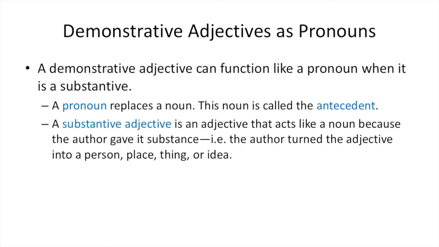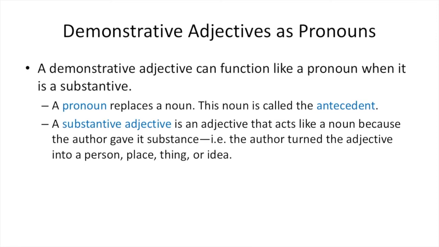And a substantive adjective is an adjective that acts like a noun because the author gave it substance. That is, the author turned the adjective into an idea because it's not modifying any other noun. For example, in the sentence at the top of the slide, substantive is a substantive adjective. It's not modifying the word adjective. It has that substance that a noun would have.